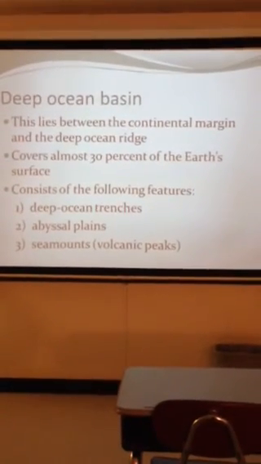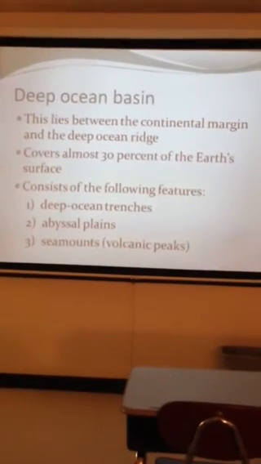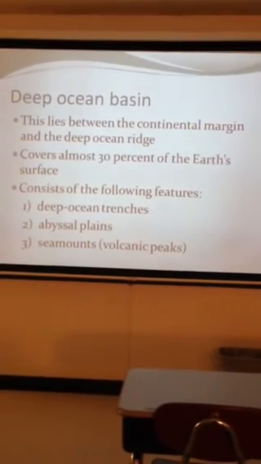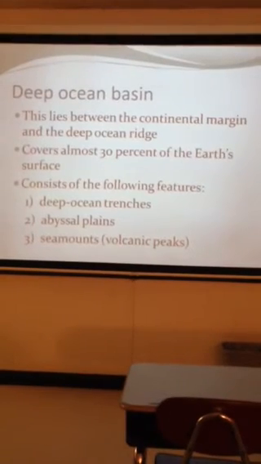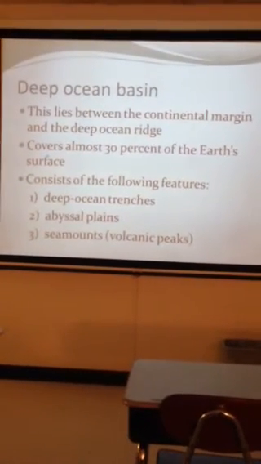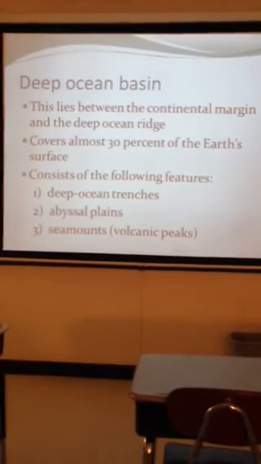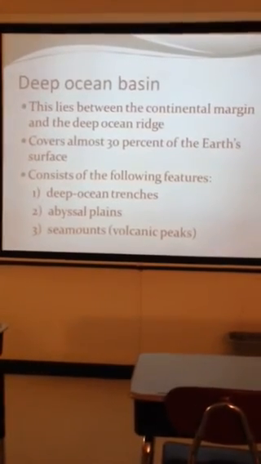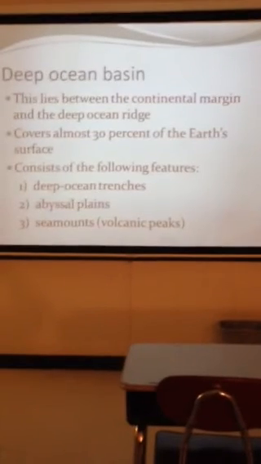A deep ocean basin is the area that lies between the continental margin and the deep ocean ridge or the mid-ocean ridge. This covers almost 30% of the Earth's surface, and remember, we cannot see this because it is underneath the ocean water. This consists of the following three features: the deep ocean trench, the abyssal plain, and the seamount or the volcanic peak and volcanic islands.